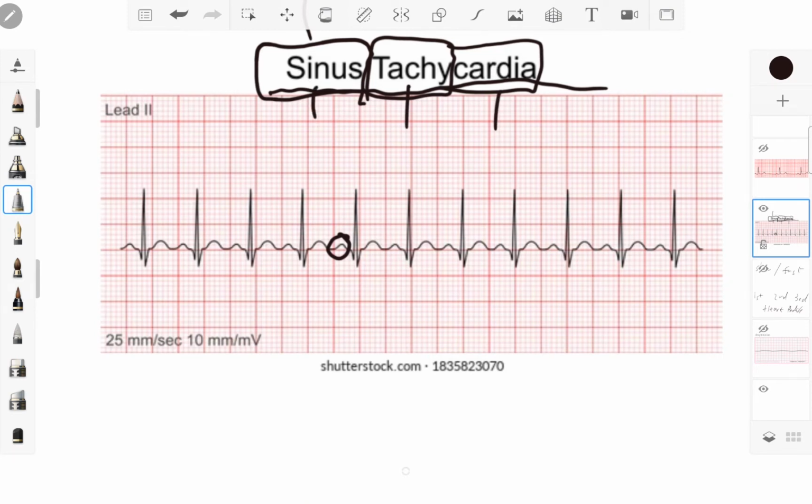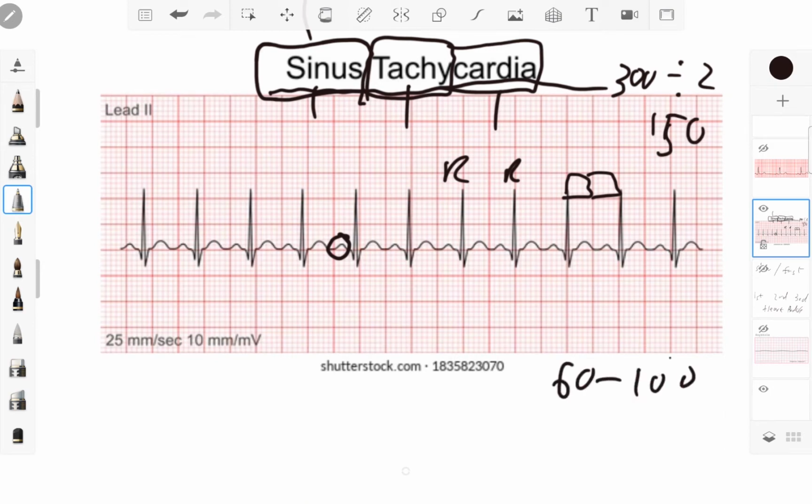So how do we know it's fast? Well, remember, we need to count how fast the rhythm is, and if we take the block method, there's one block, there's 2 blocks between the R waves. Remember, these are your R waves. So we're going to take 300, divide by 2, which gives us 150. That is a fast rhythm. Remember, 60 to 100 is normal. So our P wave is the right length, our QRS is the right length, and our T wave is less than halfway between our R and R. So normal rhythm, it's just fast.